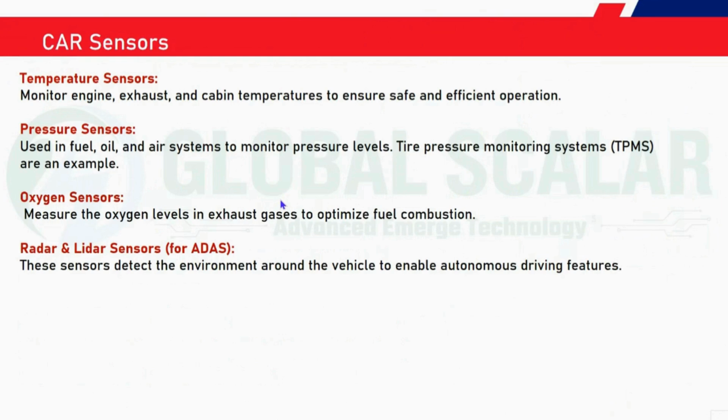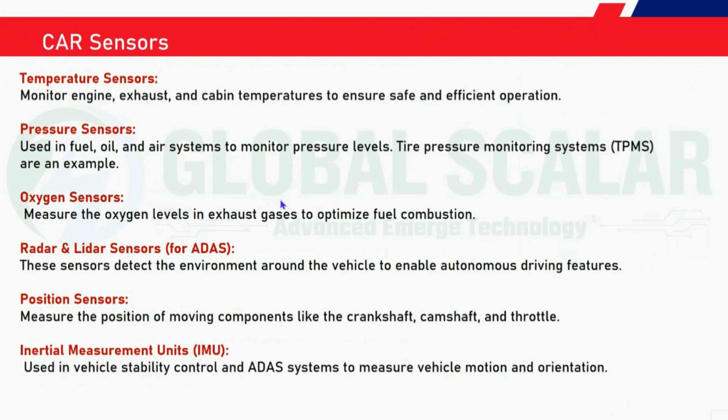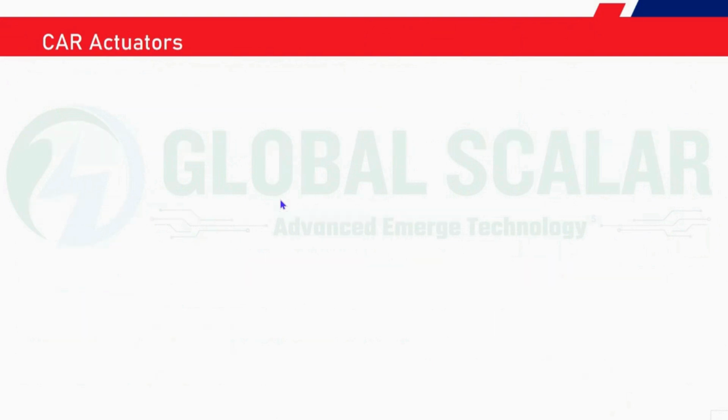And radar and lidar sensors are for ADAS, the advanced driver assistance system, where they read information from the surrounding vehicles. And the position sensor measures the position of moving components like the crankshaft, camshaft, and throttle. And the IMU is the inertial measurement unit. It is used in vehicle stability control and ADAS systems to measure the vehicle motion and orientation.